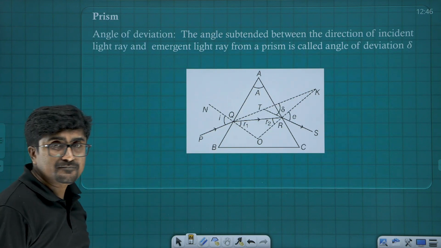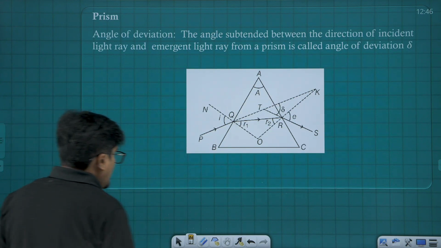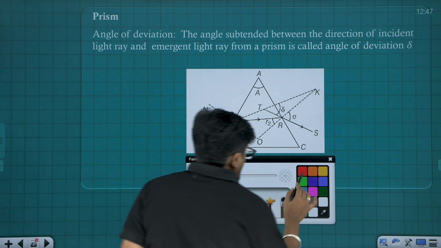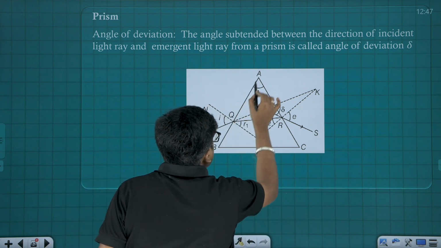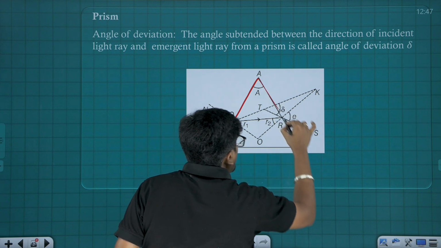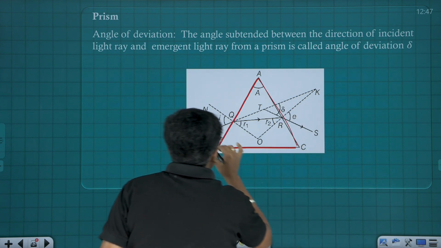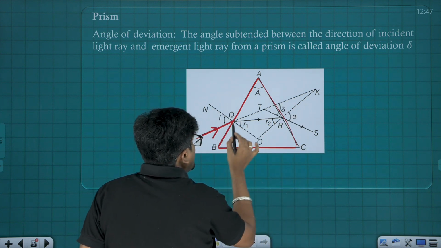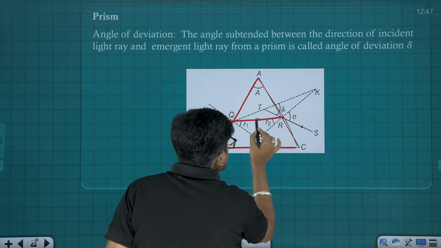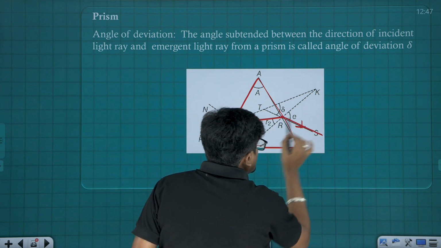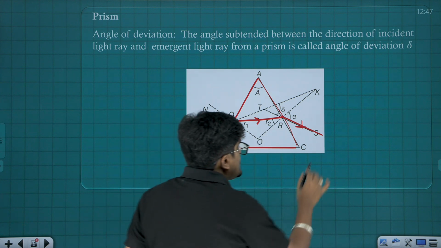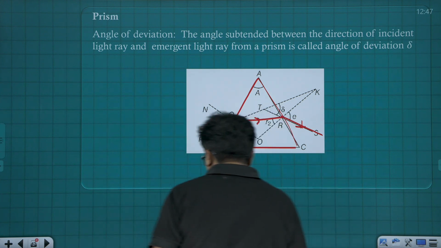Next is prism. So here it's a triangular prism. You can see this is the incident ray. Here takes place the first refraction and here the second refraction. So here this is known as the emerging ray.